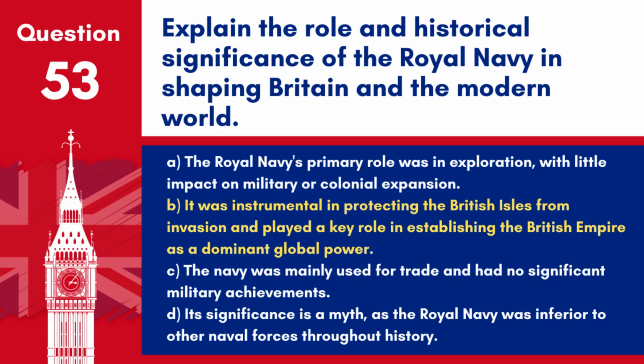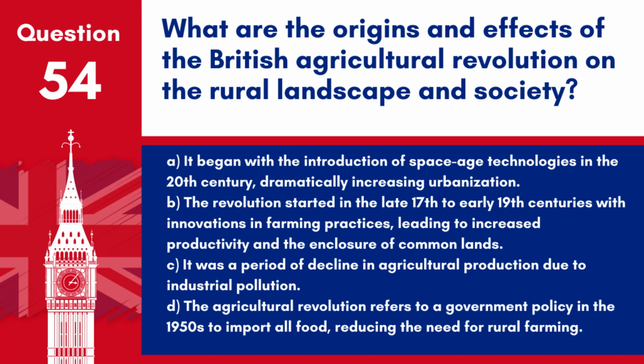Answer. B. It was instrumental in protecting the British Isles from invasion and played a key role in establishing the British Empire as a dominant global power. The Royal Navy's dominance at sea facilitated Britain's colonial expansion, trade, and influence across the world. Question 54. What are the origins and effects of the British agricultural revolution on the rural landscape and society?